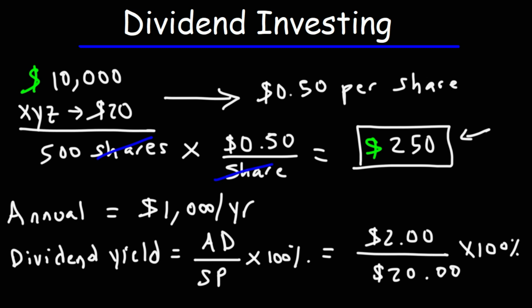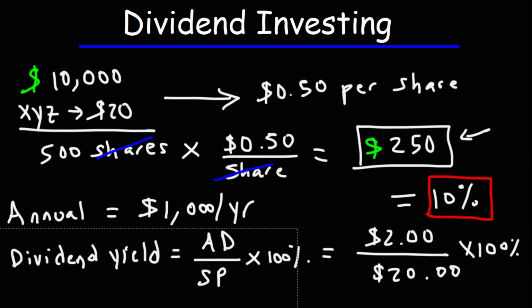So 2 divided by 20 is 0.10, and if you multiply that by 100, that gives you a dividend yield of 10%. So that's how you can calculate the dividend yield, is by taking the annual dividend, dividing it by the stock price, and multiplying by 100%.